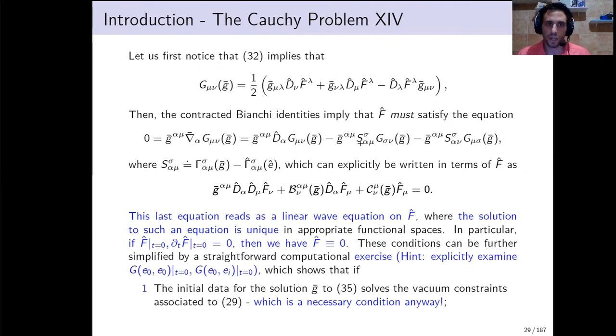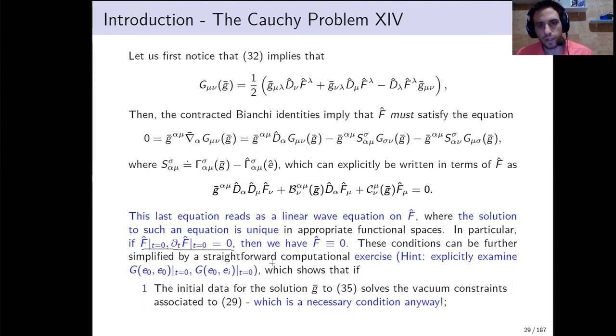Then one can use the contracted Bianchi identities and manipulate them a little bit to see that the Bianchi identities imply that the vector field F satisfies a system of homogeneous linear wave equations. And these equations also have unique solutions when we set things in appropriate spaces. And so in particular, we see that if the initial conditions for the vector field F satisfy this condition here, then the solution has to vanish identically.